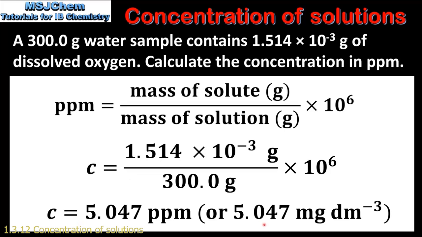1 ppm is equal to 1 milligram per cubic decimeter. So we can also give the answer as 5.047 milligrams per cubic decimeter.